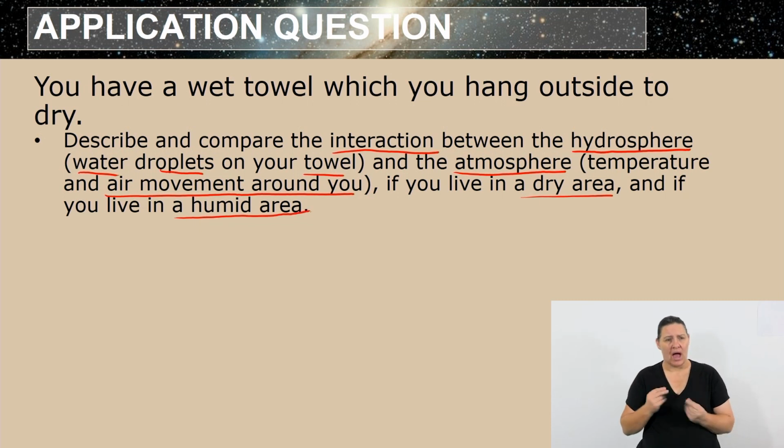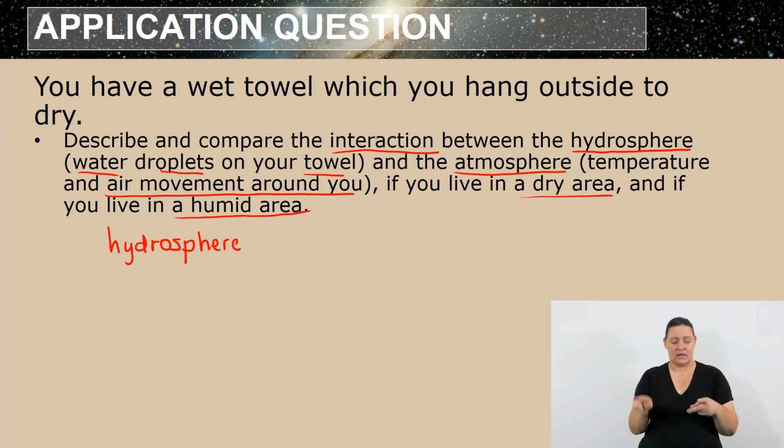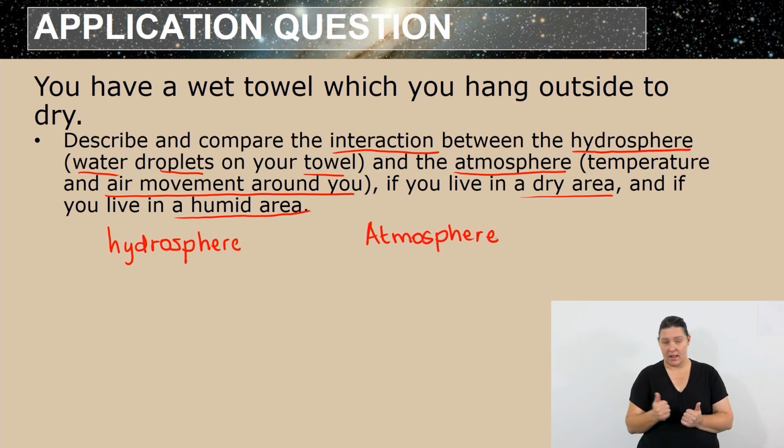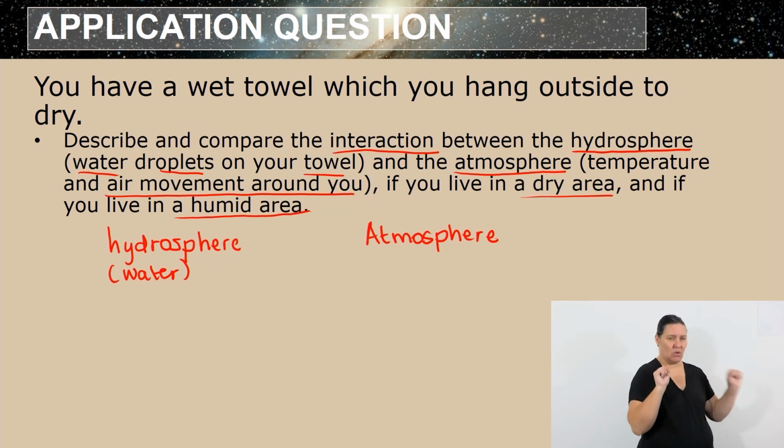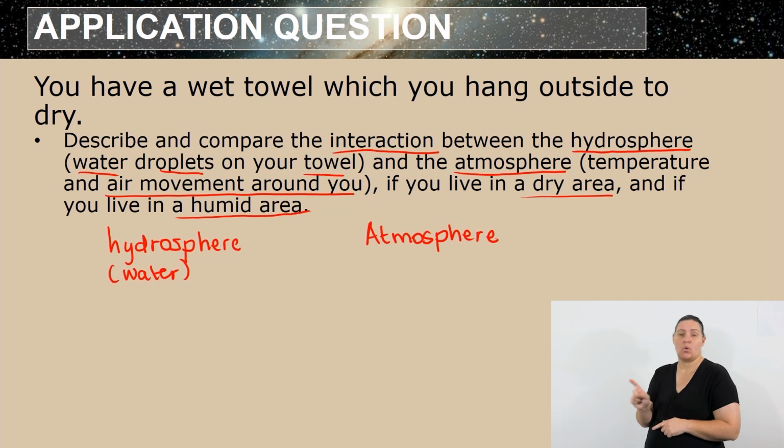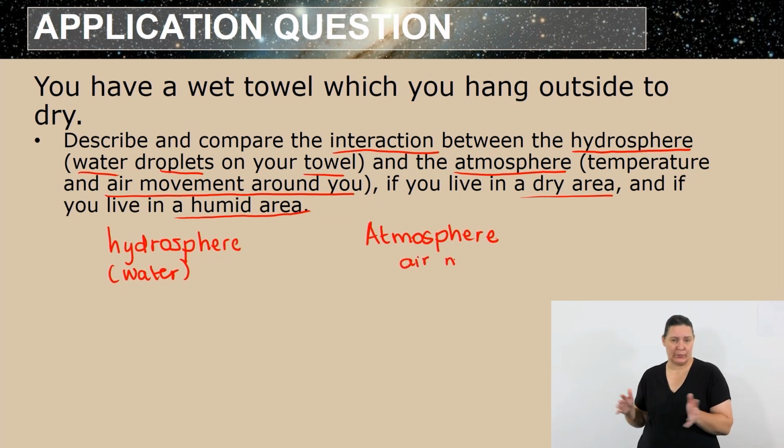Now, how do we deal with such a question? The first thing we ask ourselves is, which interactions of the spheres are we looking at? We are looking at the interaction between the hydrosphere as well as the atmosphere. If you recall very well, we said that for the hydrosphere, we look at the water. So in the question, we'll be focusing on the water droplets on the towel. And then for the atmosphere, we are looking at the air movement as well as the temperature.